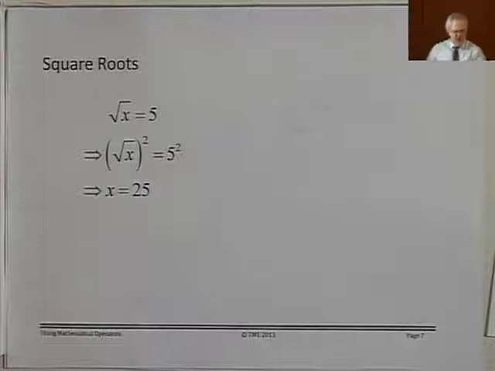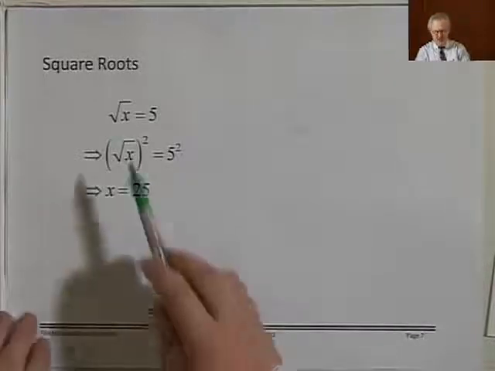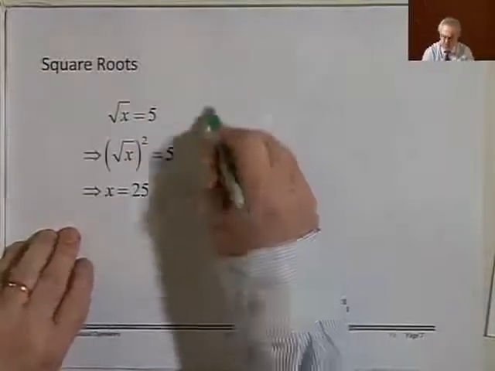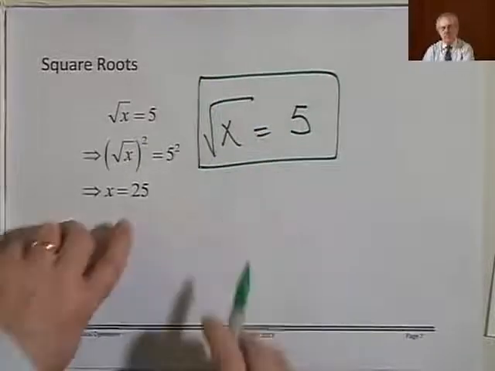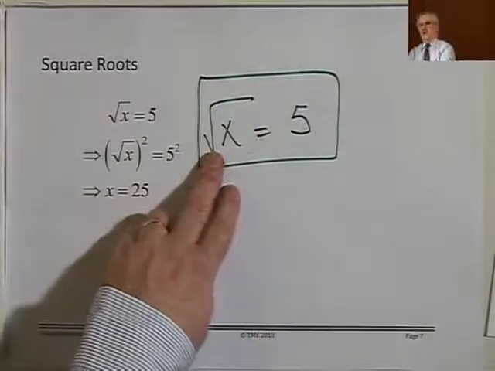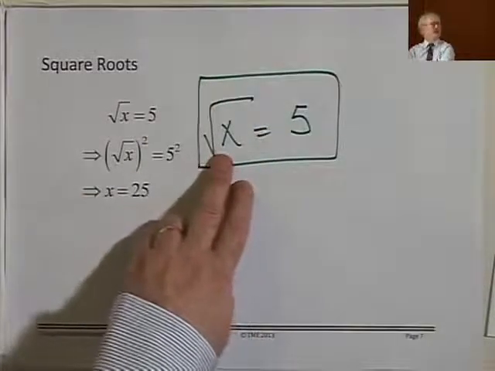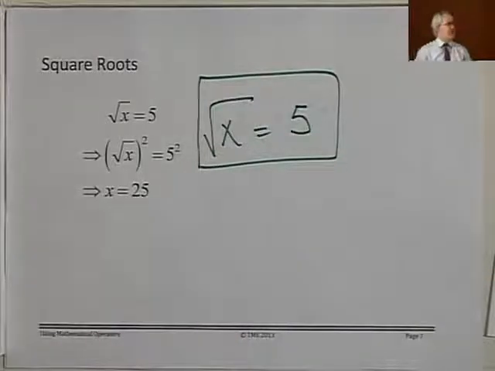Now the opposite of that is if you were to start with the square root of x is 5. What would you do then? Well, the square root of x is 5. But I really don't like this square root bit on the left-hand side. I'd much prefer if that was x. So how do you get rid of a square root? What's its twin or its pair?